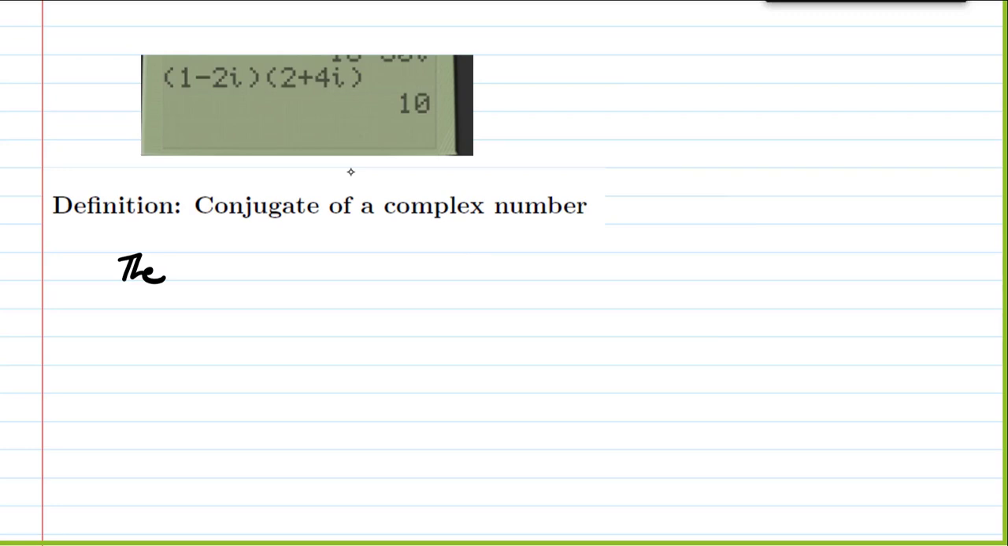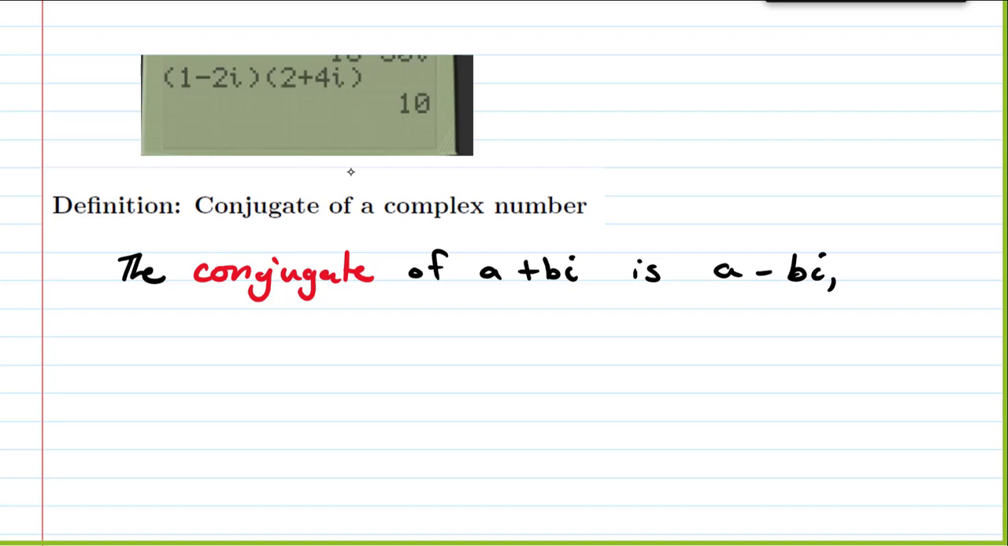The conjugate of a plus bi is a minus bi. That is, the sign of the imaginary part changes.